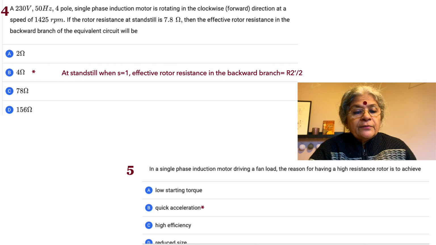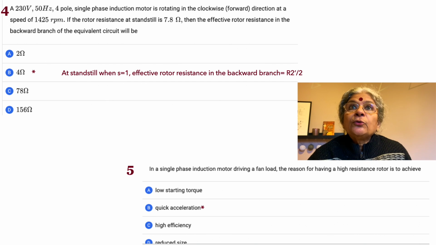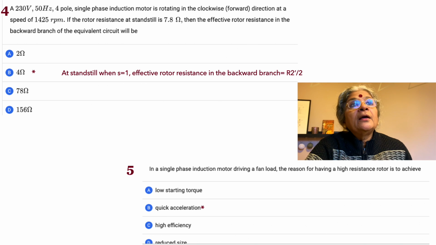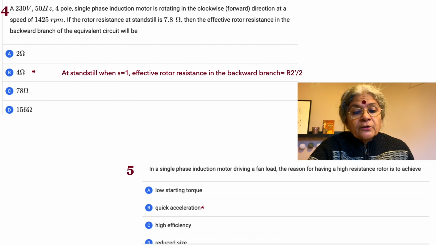So now let's go to the fifth problem. In a single phase induction motor driving a fan load, the reason for having a high resistance rotor is to... We notice that the resistance in the rotor is normally high both for single phase and three phase induction motors. This gives rise to a quick acceleration, which is what is required in a fan load. From the different options, one is of course low starting torque. Nobody tries to obtain a low starting torque because the machine has to start from rest. High efficiency: when you increase the resistance, there is no way of getting a high efficiency. Reduced size is also not possible so long as you increase the size of resistors, inductors or capacitors.